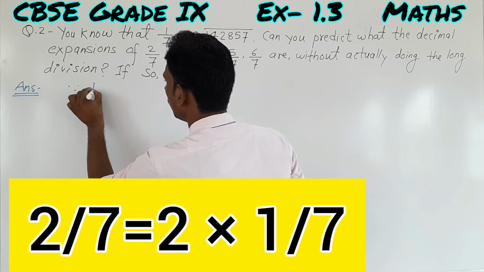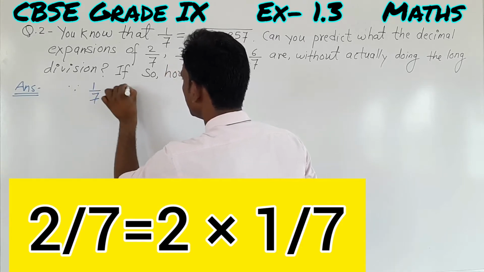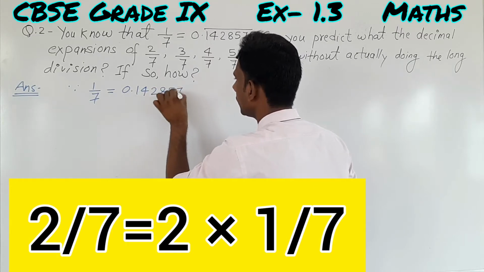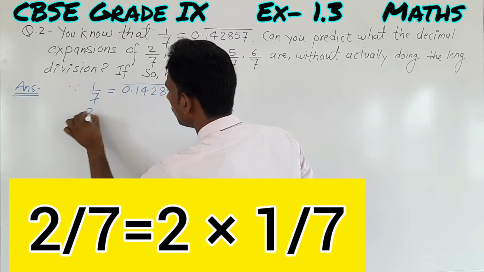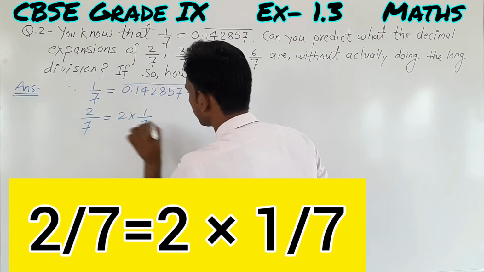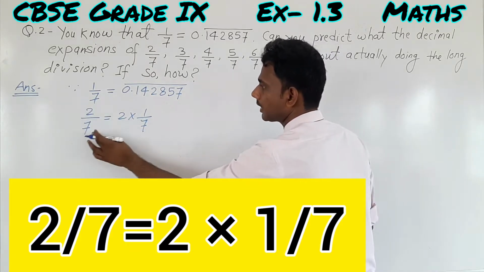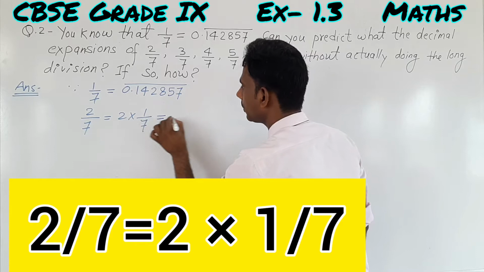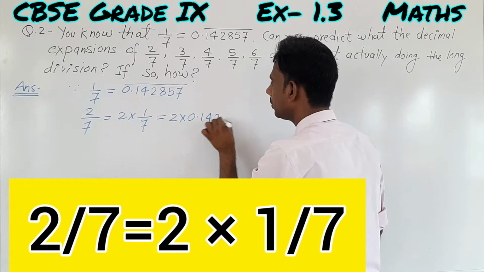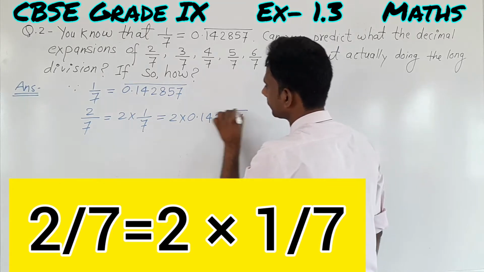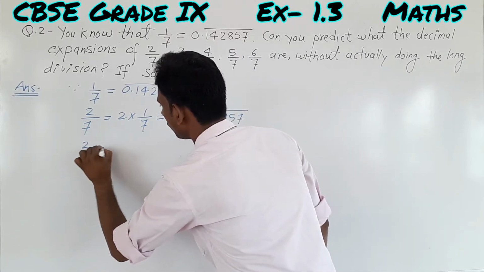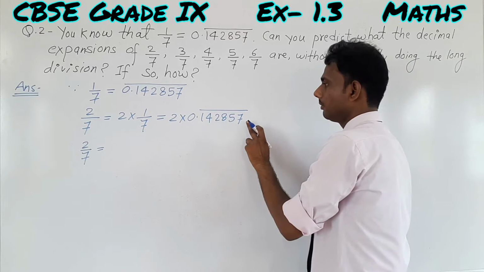Since 1 upon 7 equals 0.142857 bar. Now 2 upon 7 equals 2 into 1 upon 7. We can write 2 upon 7 as 2 into 1 upon 7. This will be equal to 2 into 0.142857 bar. Now we have to multiply. Then 2 upon 7 equals, multiplying from the right side.